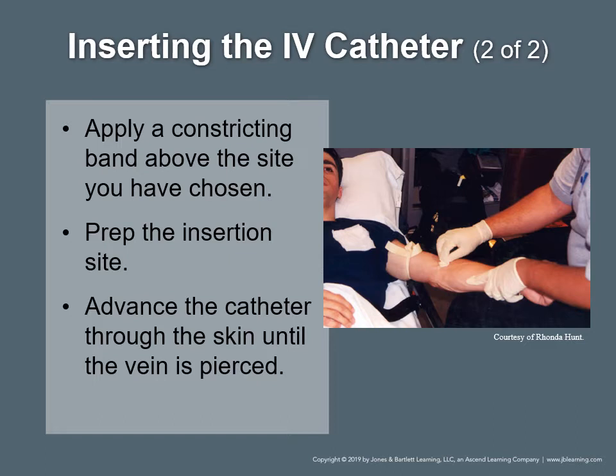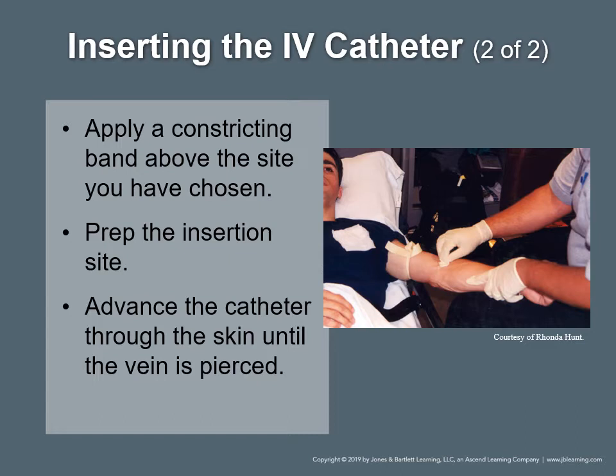Apply a constricting band above the site you have chosen. Do not leave the constricting band applied while you assemble IV equipment. If a commercial device is not available, constricting bands can be made of any available material, such as a Penrose drain, a blood pressure cuff, gloves, surgical tubing. After you have selected an insertion site, prep it with an alcohol swab, iodine swab, or chlorhexidine or a ChloraPrep. Do not touch the site after it has been prepped.